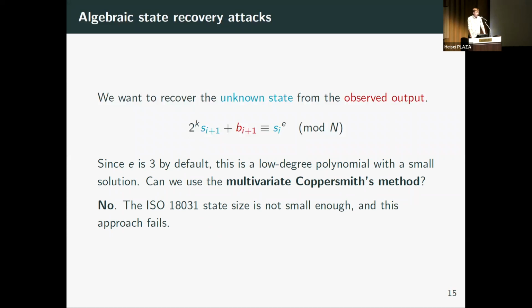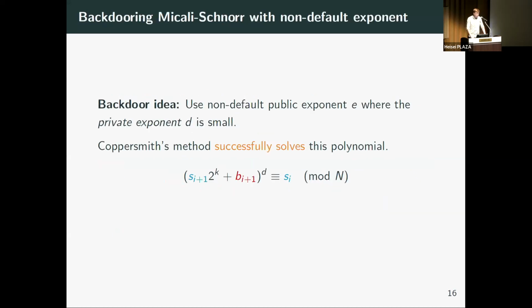But this isn't the only sort of polynomial that we can look at for Macaulay-Schnorr. What if instead of using the polynomial equation based on RSA encryption, we use the polynomial based on decryption? So if we have some non-default value of the public exponent where the corresponding private exponent is small, then we can rewrite the polynomial equation. So instead of being to the power of e, it's to the power of d. We once again have a polynomial equation that has small degree and small solutions. But unlike in the previous case, in this case, Coppersmith's method does succeed. So we do have an attack in the non-default setting where we can recover the state from the output.